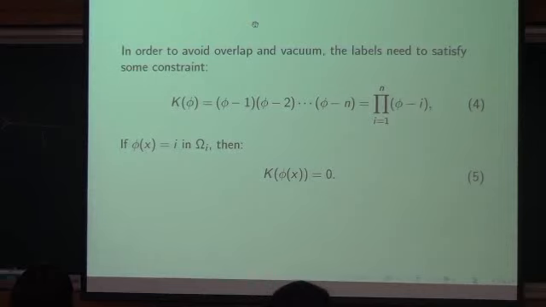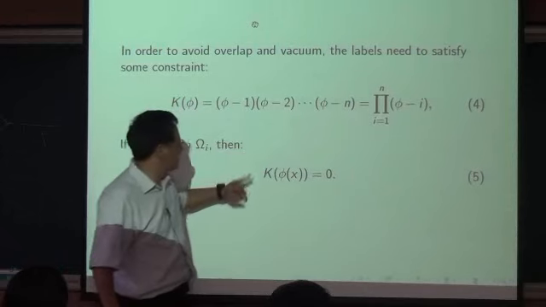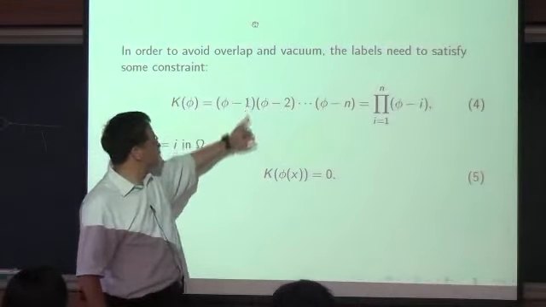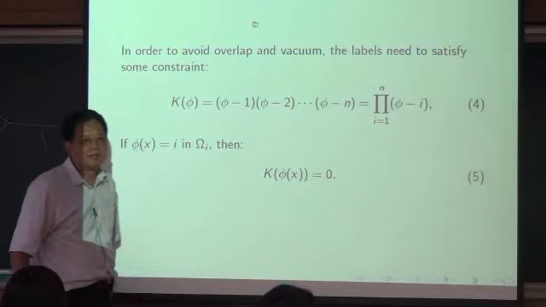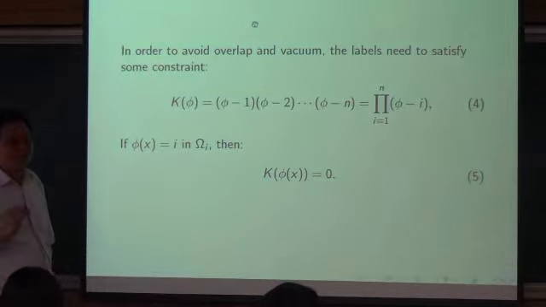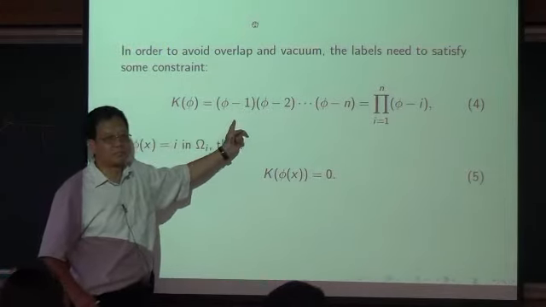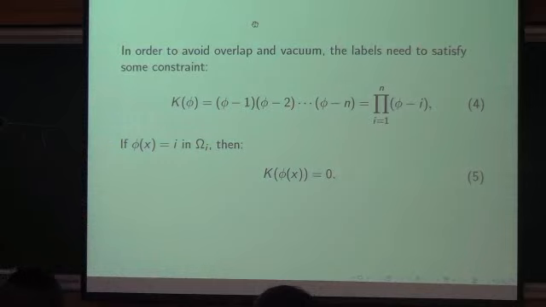Assuming you know there are n labels, if you want to avoid vacuum and overlap, you ask this polynomial, which is a polynomial of order n, to be equal to 0 everywhere. If this polynomial is equal to 0 everywhere, then the label must be one of the n labels. So there will be no overlap, no vacuum. If this is equal to 0, phi must be one of those labels. It cannot be anything else. That gives you a unique labeling of the pixels.